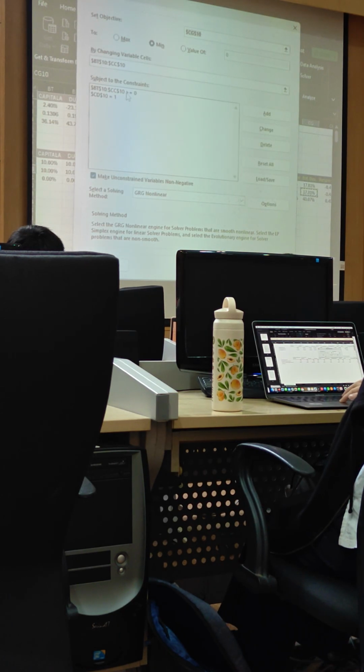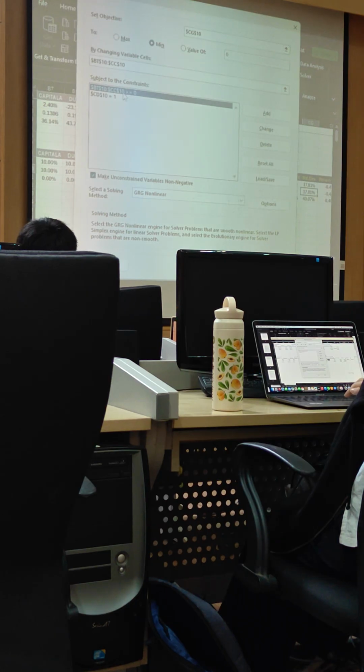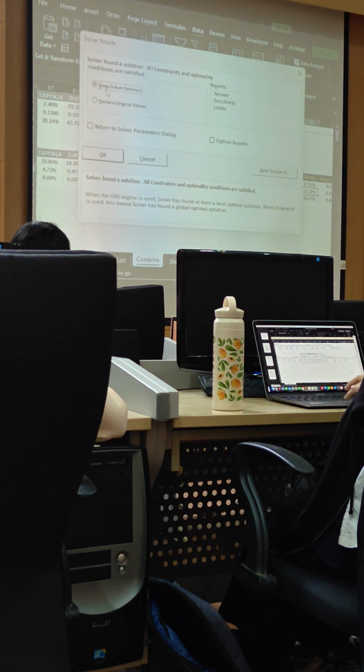Okay, it must be greater than or equal to 0. So there's two syarat. Satu, the sum must be equal to 1, which is 100%. Number 2, the weight must be positive. Okay. So bila dah buat benda ni, and then solve, dia keluar macam ni, maksudnya betul.